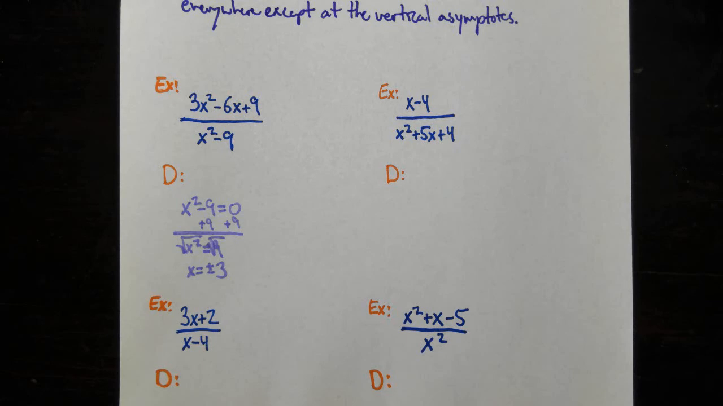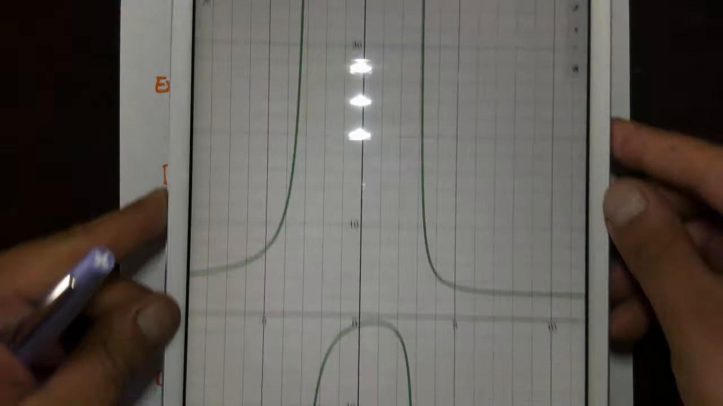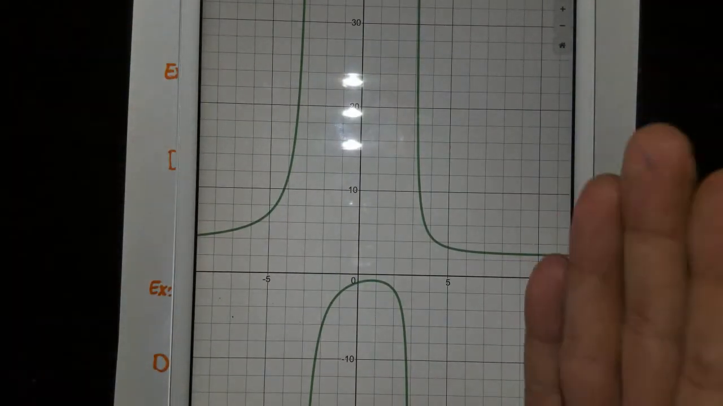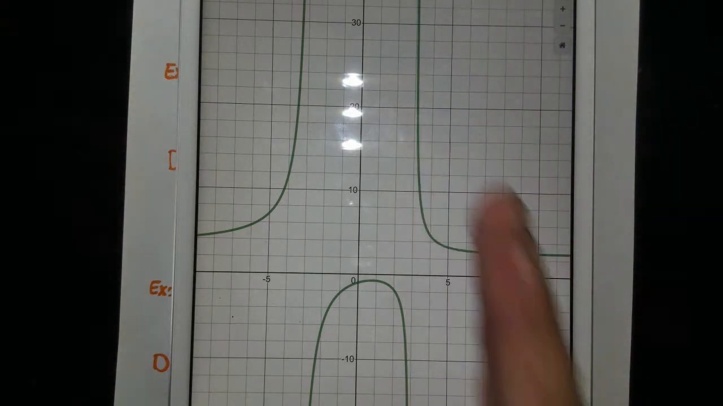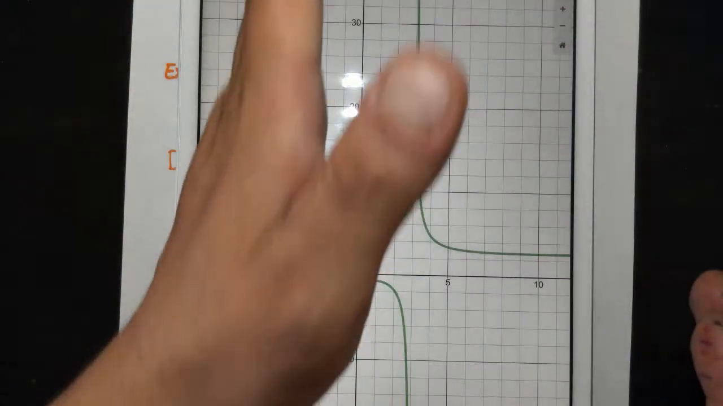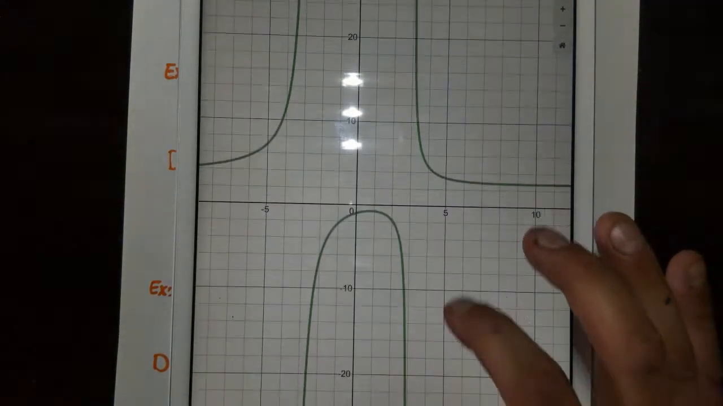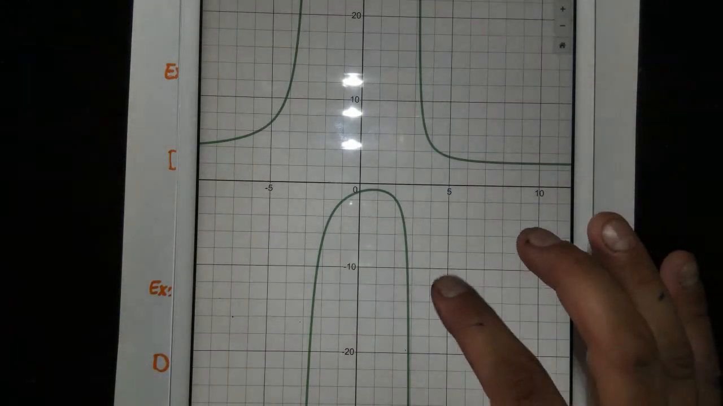And I went ahead and I graphed this for us. And there you have the graph of this function. Notice at x equals 3, which is right along here, and x equals negative 3 right along here, it's asymptotic. It doesn't exist there. There's kind of like a gap going on.